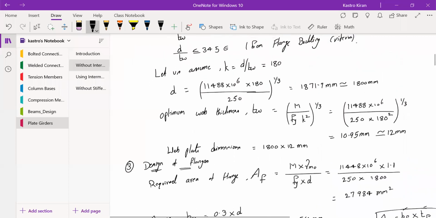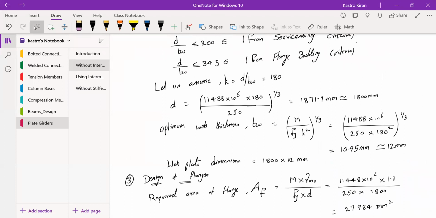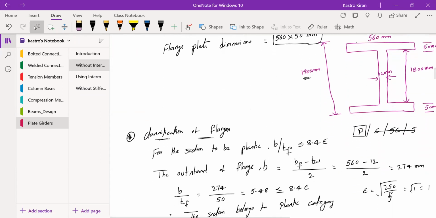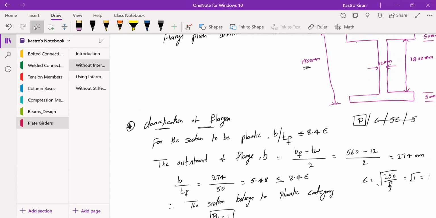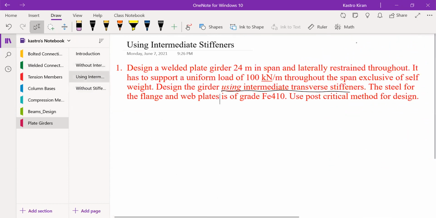Of course, there is some change in the design of web that I'll talk about later. So remember, up to here you have to solve. From classification of flanges, the things get changed. You will get an entirely different process from here. I'll talk about that.